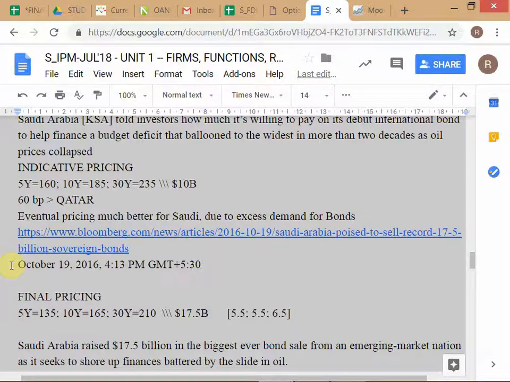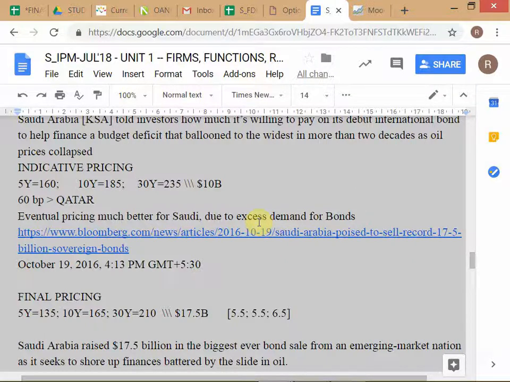Okay, 5-year this, 10-year this, and 30-year this. And the total issue size, that is also something of interest. So typically, you also disclose your rough amount of issuance that you're looking at. Is this clear to everyone? This is how the discussion happens.